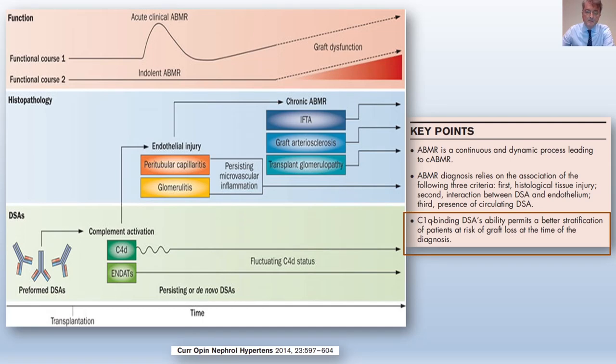In biopsy, we see transplant glomerulopathy, and if it's antibody-mediated rejection, peritubular capillaritis, and depending on what type of antibodies is working against the graft, we see or do not see C4d in the biopsy. What is important is the complement-binding ability. So we have to test if these DSAs we see are binding complement, which means they are C1q positive.